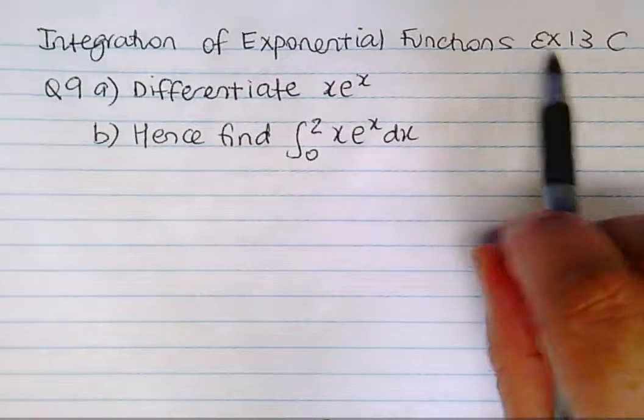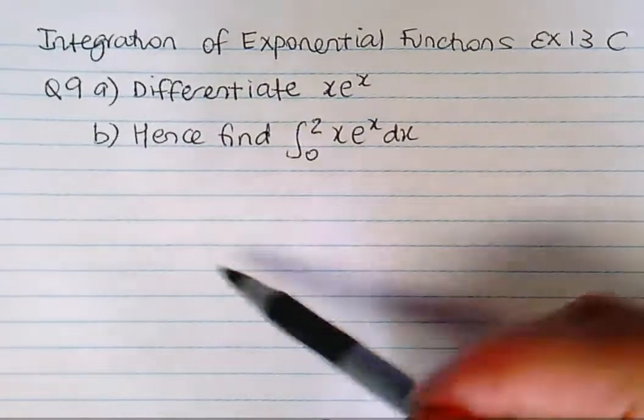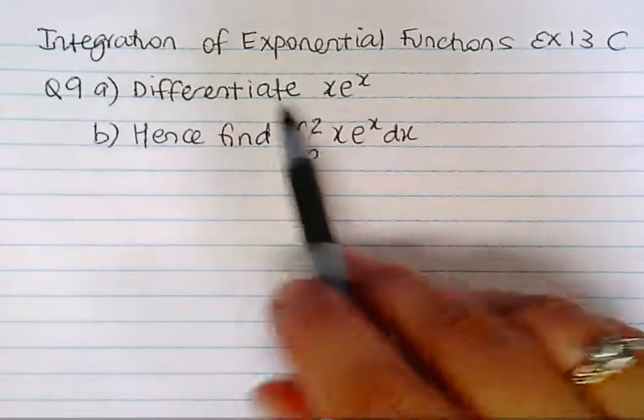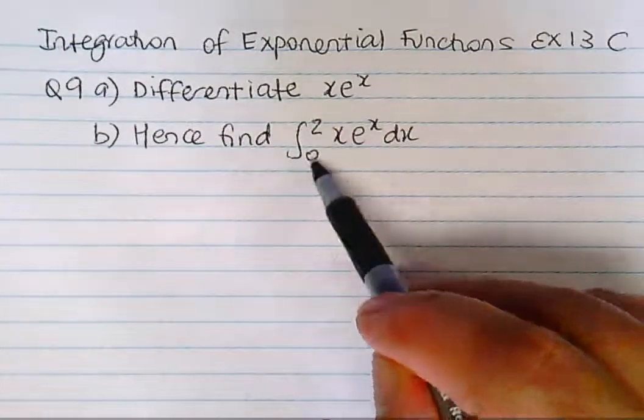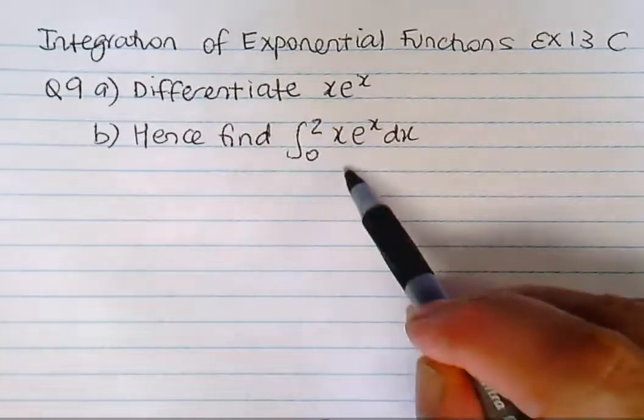This is exercise 13C, question 9a. Differentiate x e to the power of x and hence find the integral from 2 to 0 of x e to the x dx. So let's just start with part A.